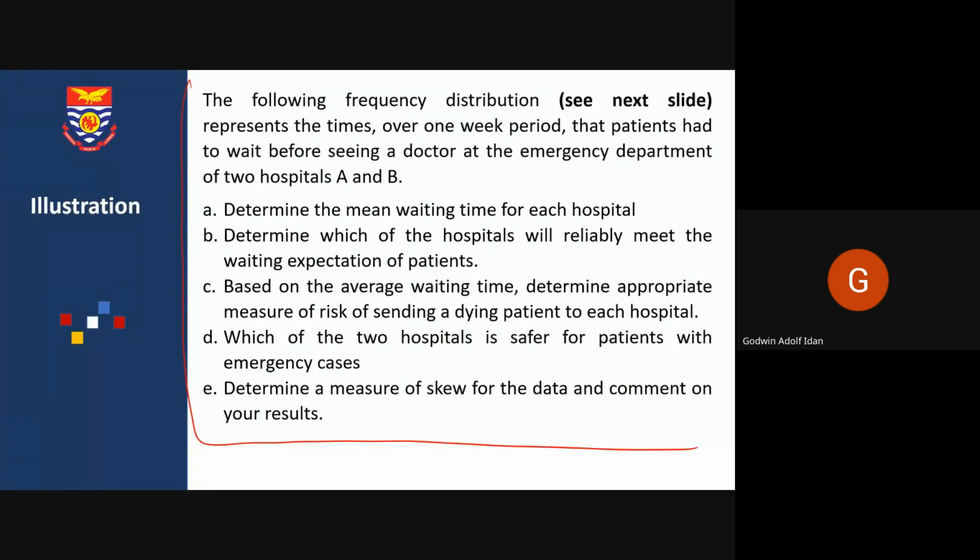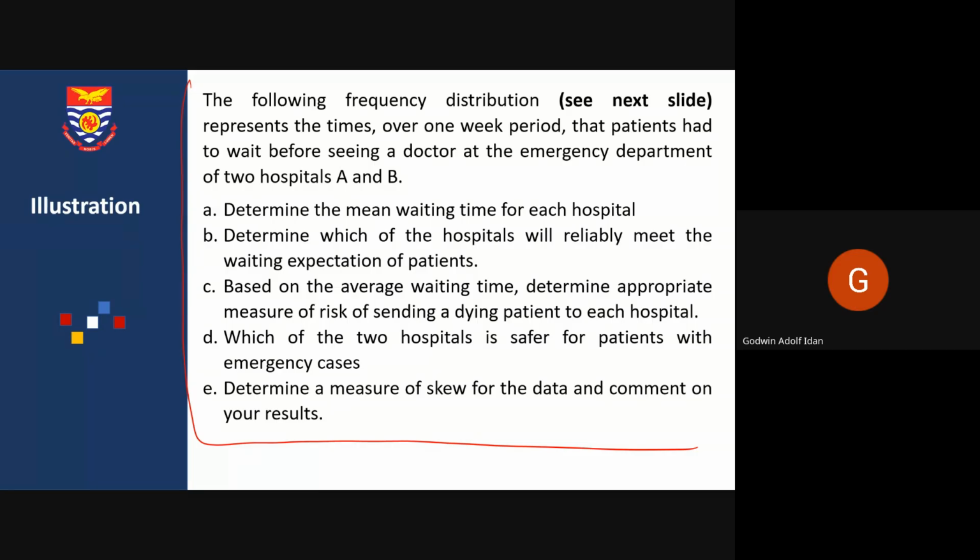which says that the following frequency distribution represents the times over a 1 week period that patients had to wait before seeing a doctor at the emergency department of 2 hospitals, A and B. So you have to determine the mean waiting time for each hospital. The mean waiting time here means that you are just to compute the mean of hospital A and hospital B.